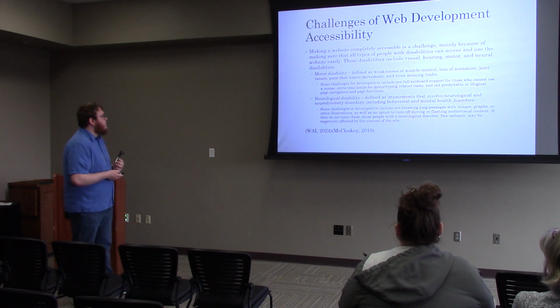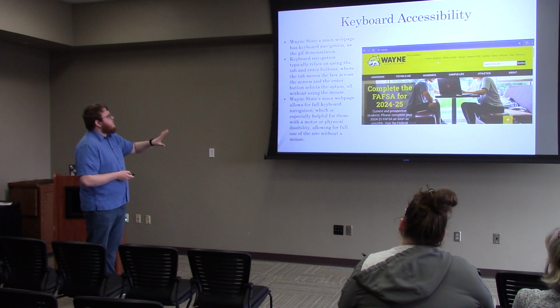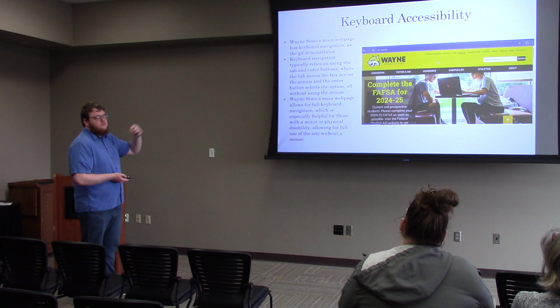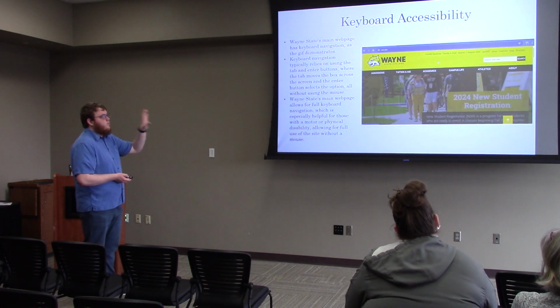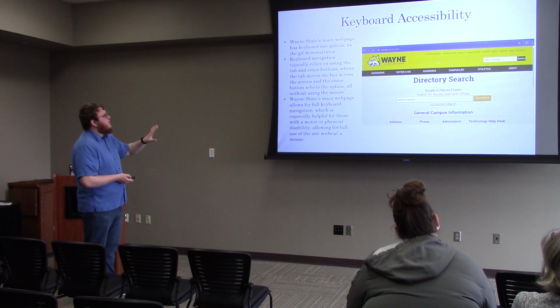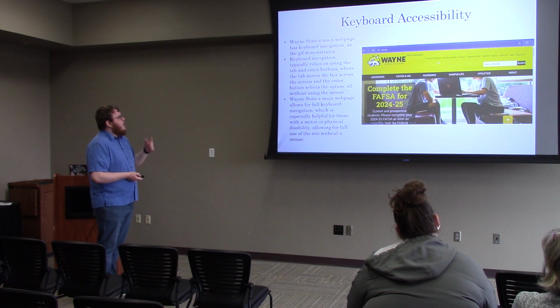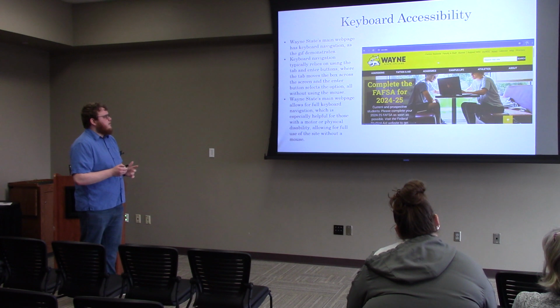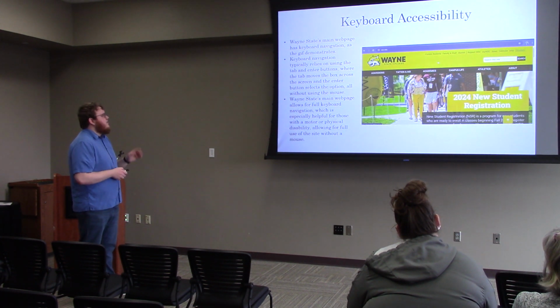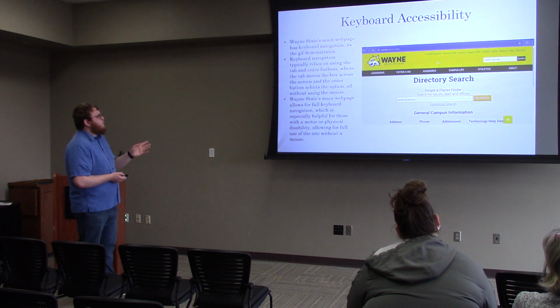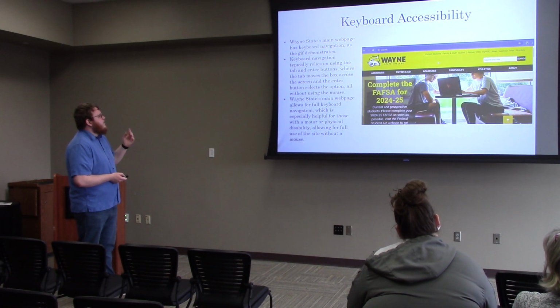So this is an example of keyboard accessibility. This is, again, a screen recording of my own personal computer and Wayne State's main website. Wayne State's main website has keyboard navigation. Keyboard navigation typically relies on using mainly the tab and enter buttons, where pressing the tab moves the box across the screen, and then the enter selects the option, all without using the mouse.